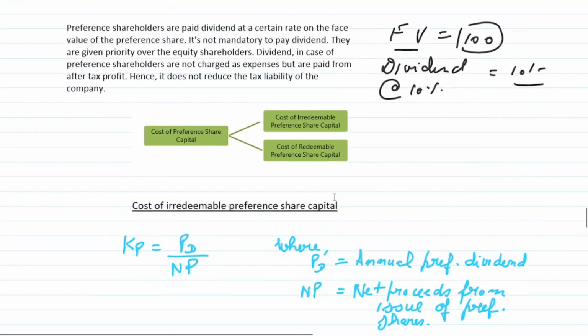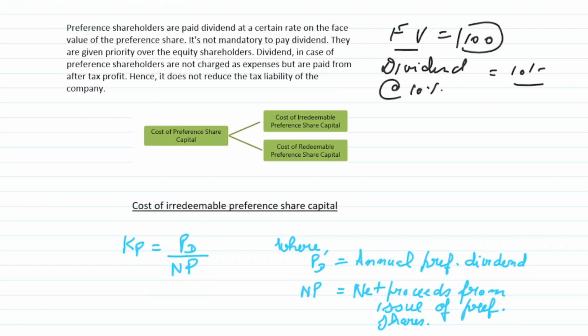Okay, going forward we see that preference share capital is basically divided into two parts: irredeemable preference share capital and redeemable preference share capital. Irredeemable preference share capital means what? The preference share capital that cannot be redeemed at a future point in time. That means only dividend will be paid on it.